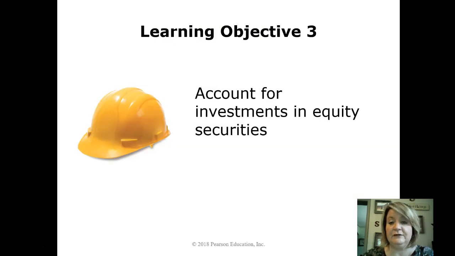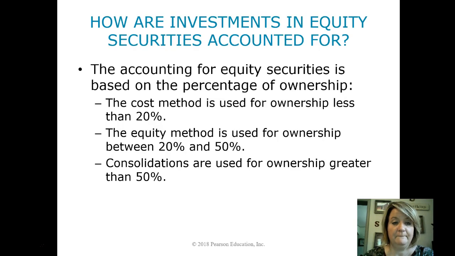Now to go over learning objective number 3, account for investments in equity securities. How are investments in equity securities accounted for? The accounting for equity securities is based on the percentage of ownership. The cost method is used for ownership which is less than 20%. The equity method is used for ownership which is between 20 and 50%. And consolidations are used for ownership which is greater than 50%.